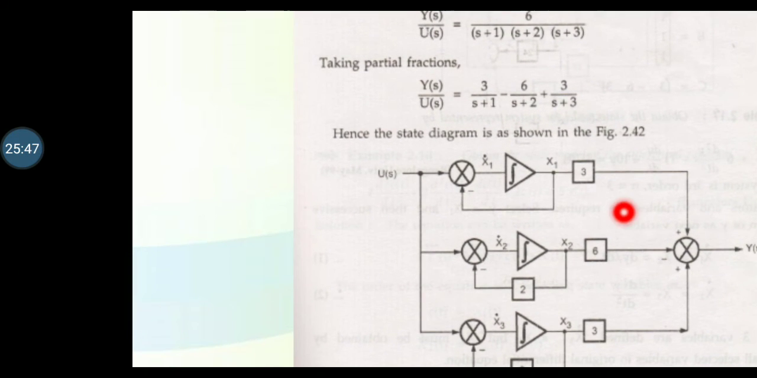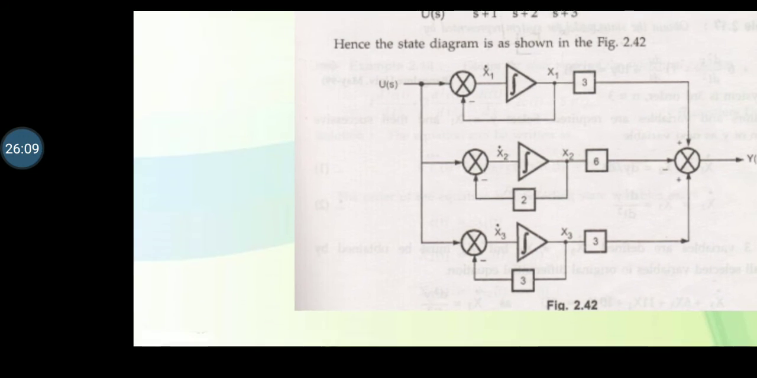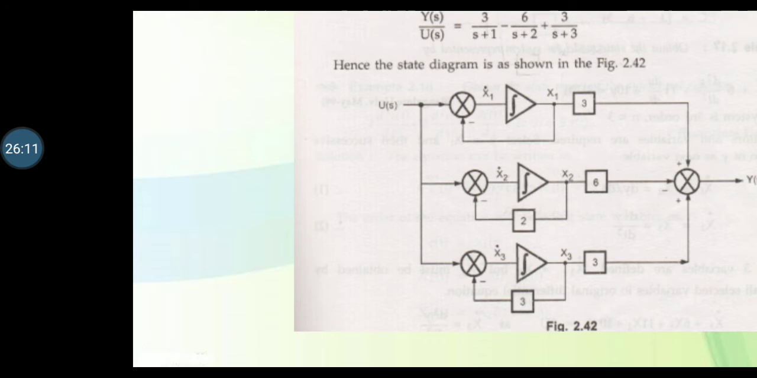Then this will become 6 divided by s plus 2. So what is this x2 dot? It is x2 dot equal to u of s minus 2x2. So you will get 1 by s plus 2, then into 6, so 6 divided by s plus 2. Then similarly this is x3, so 3 divided by s plus 3. Then this will get 1 divided by s plus 3, and this will come 3 divided by s plus 3. Okay.